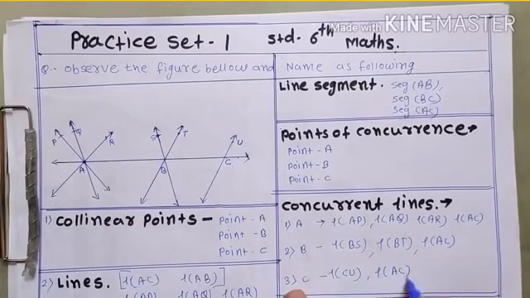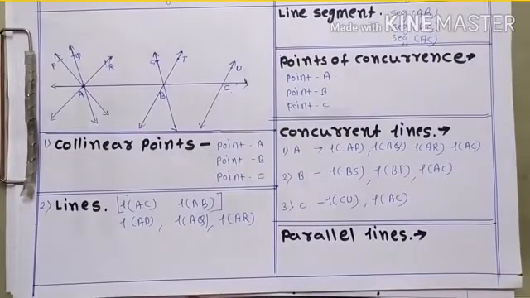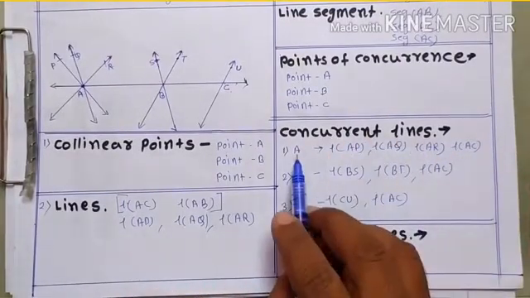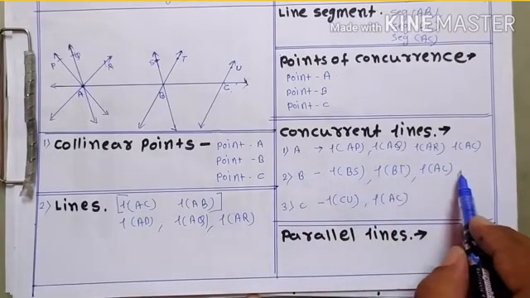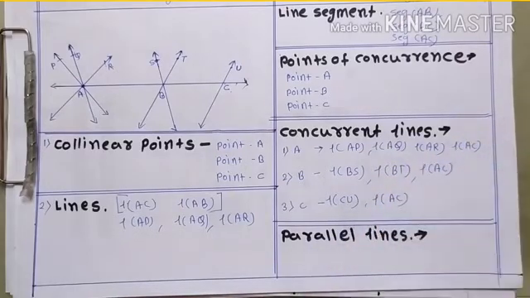line AC. Two or more than 2 lines passing through the same point are called concurrent lines. At point A there are 4 lines passing through, at point B there are 3 lines passing through, and at point C there are 2 lines passing through, means 2 or more than 2 lines are passing through this point. So these lines are called concurrent lines and such a point is called point of concurrence.